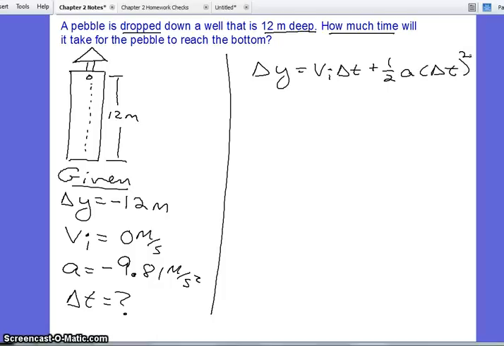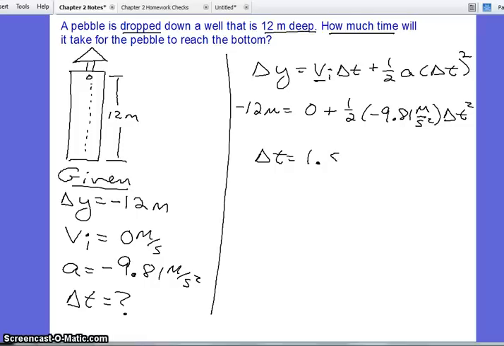So we put in place our values: negative 12 meters equals, well, anything times 0 here is going to be 0. So 0 times time is just 0, plus 1/2, the acceleration is negative 9.81 meters per second squared, times the time squared. Solving for the time, we get 1.56 seconds.